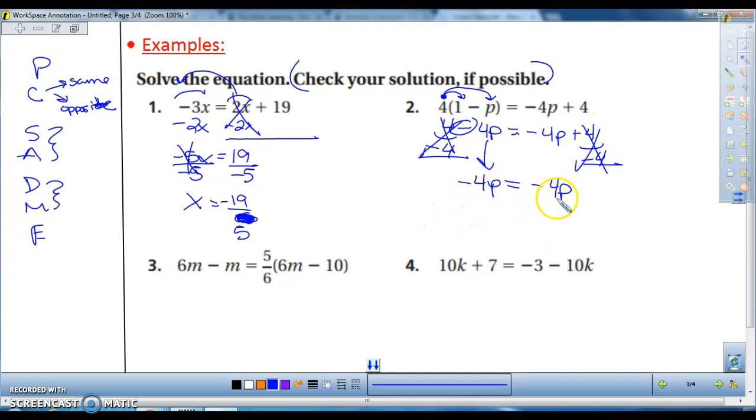Alright, now we still have these two that are like terms, so I'm going to add 4p. Negative 4p plus 4p is 0, negative 4p plus 4p is also 0. What happened was, is 0 equal to 0? This has infinite number of solutions.